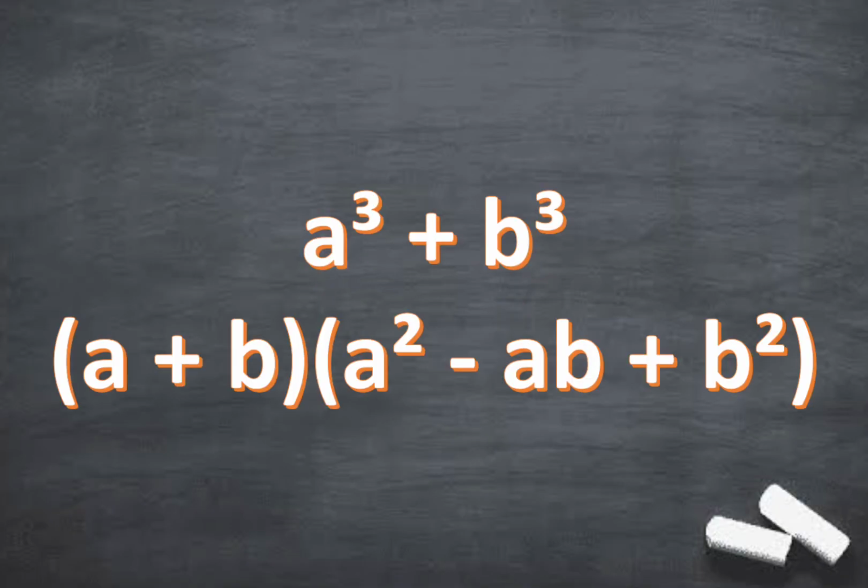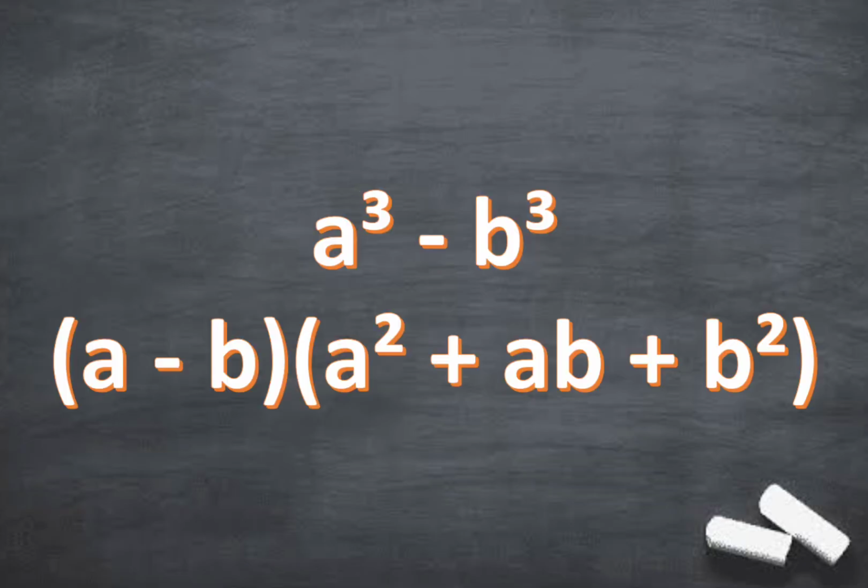For binomials in the form a cube plus b cube, the answer is in the form a plus b multiplied to a squared minus ab plus b squared. While for binomials in the form a cube minus b cube, the answer is in the form a minus b multiplied to a squared plus ab plus b squared.